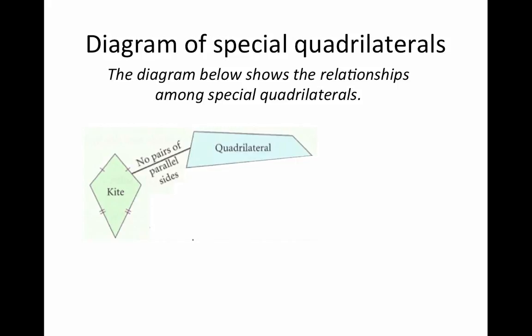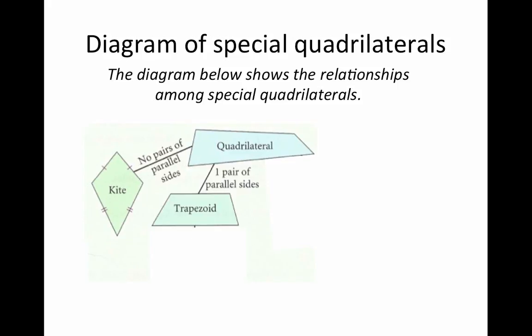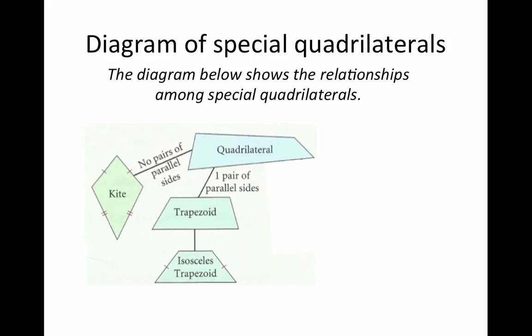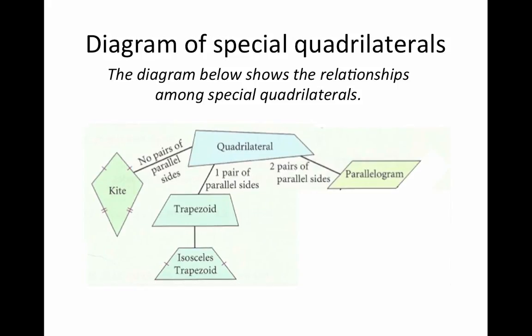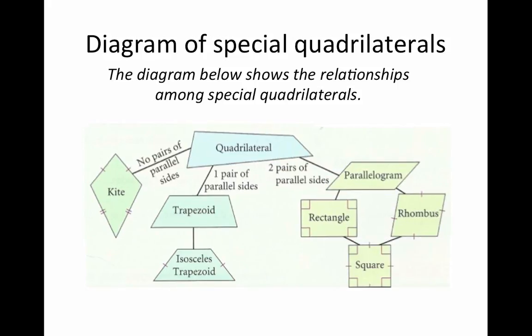The next branch of our quadrilateral is if we have one pair of parallel sides. And that's where we get to a trapezoid, and a specific type of trapezoid is called an isosceles trapezoid. And the final branch of our quadrilateral tree is if I have two pairs of parallel sides, and that again is a parallelogram. And if that parallelogram has right angles, then it's called a rectangle. If that parallelogram has congruent sides, then it's called a rhombus. And if it has both right angles and congruent sides, so both those things are true, then it's called a square. So there's a visual way of being able to see the different branches of the trees of the special types of quadrilaterals.